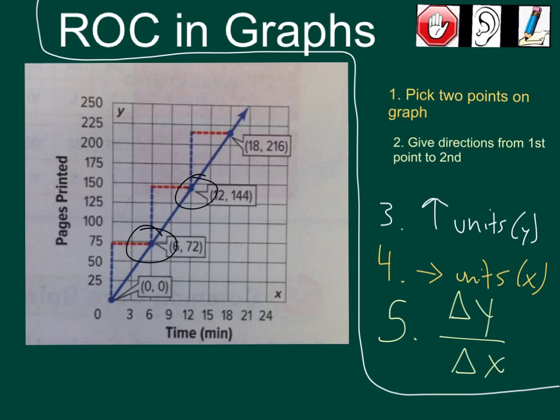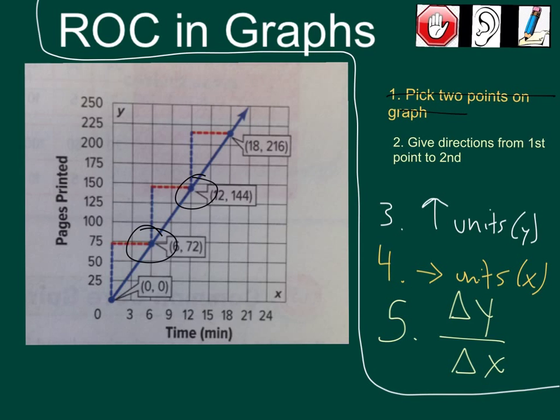I have 4 to choose from. I could have selected this point, but I didn't, and I could have selected this point as well, but I didn't. So right now I'm just going to focus on these 2 points, and we're going to see how I can find that rate of change. So pick 2 points, done. I'm going to cross that one off.